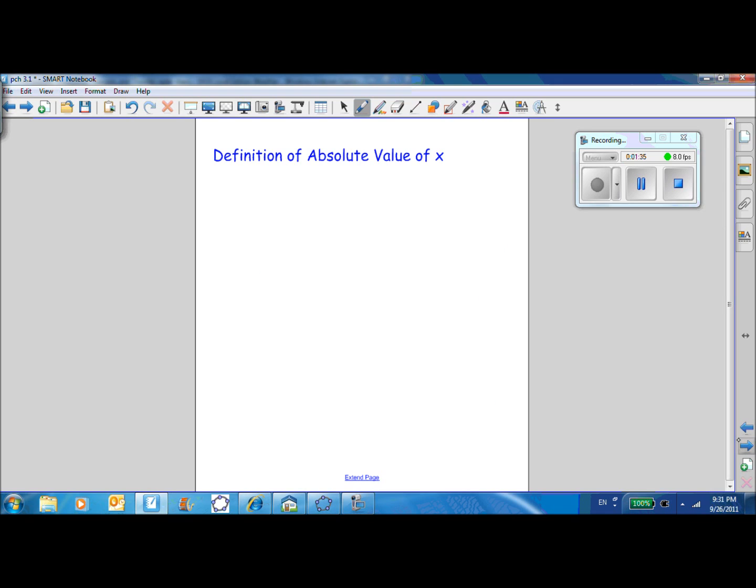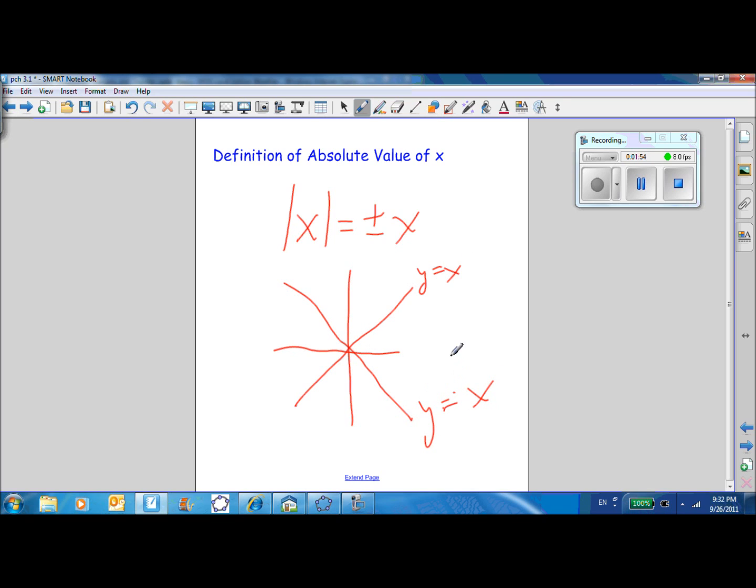Now, absolute value. Let's start off by getting our definition down for absolute value. The absolute value of x equals plus or minus x. Are we good with that? If I graph that, this is y equals x. This is y equals negative x. So this is wrong. I can't emphasize enough that this thinking is wrong, that you just replace the absolute value of x with plus or minus x. I mean, is the absolute value of 3 equal to plus or minus 3? No.